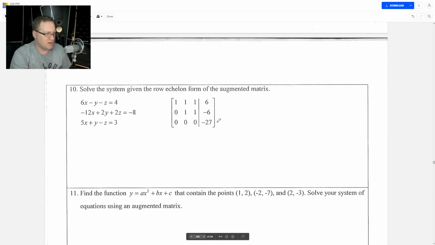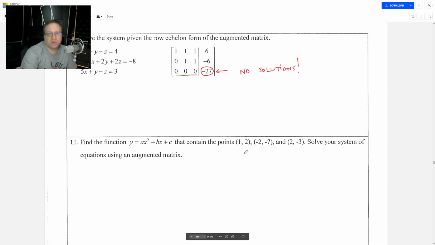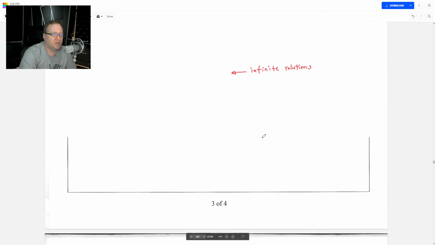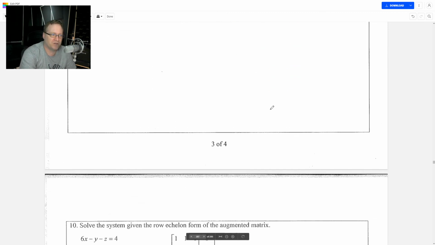And then also, if you see one like this where we have zeros for the coefficient matrix, and then a number next to all zeros. If you have 0, 0, 0, and then a number, that means there are no solutions. All right, no solutions. Okay, so if you see that in your homework, just write no solutions. If you see this in your homework, write infinite solutions. Okay?